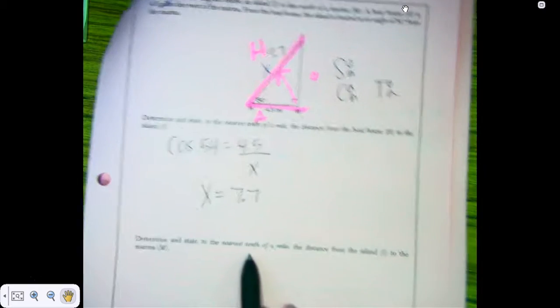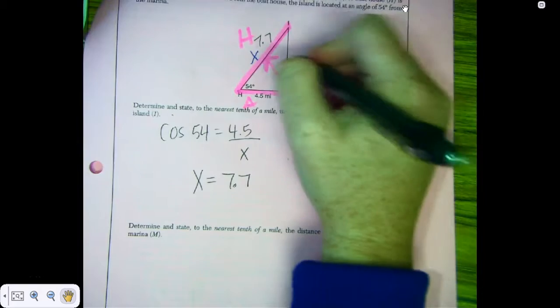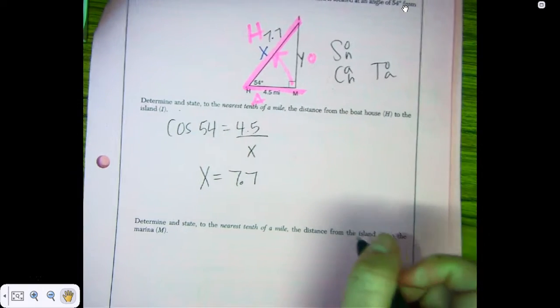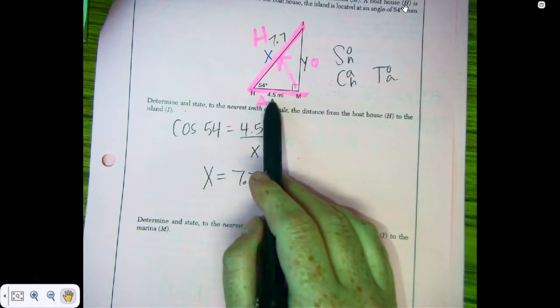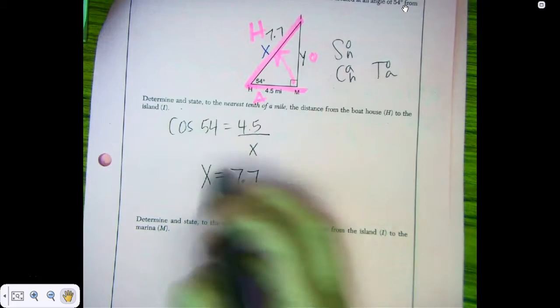Now determine and state to the nearest tenth of a mile the distance from the island to the marina. So now they're looking for the island to the marina. Well, I'm going to stick with this guy. I'm not going to use what I found, because if I found it wrong, then it's going to make it worse. So now I'm going to use tangent.